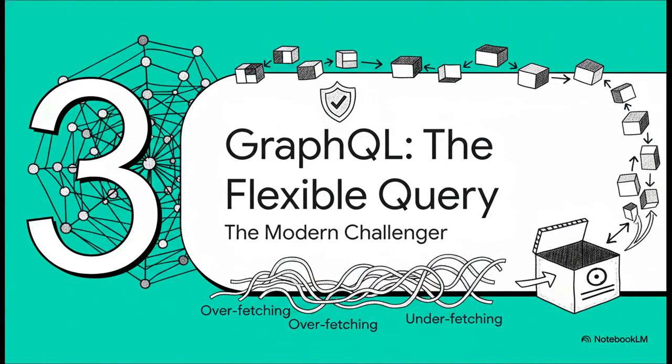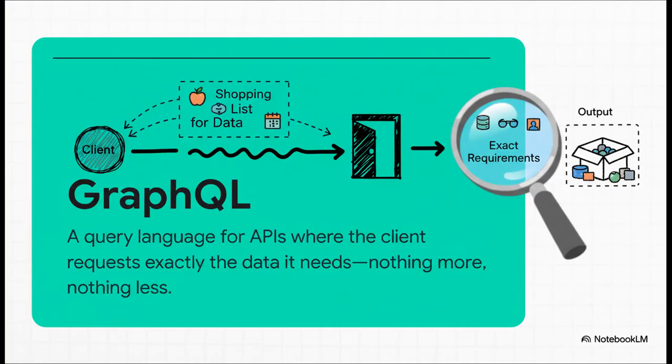So these two big problems, overfetching and underfetching, set the perfect stage for our modern challenger to enter the ring, GraphQL. It was actually created by Facebook back in 2015, and it was designed from the ground up to solve these exact inefficiencies. GraphQL completely flips the script.